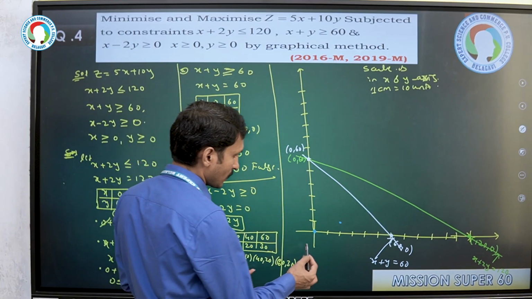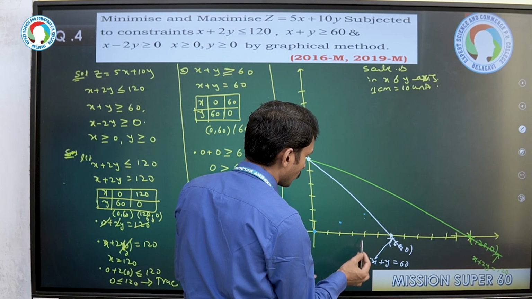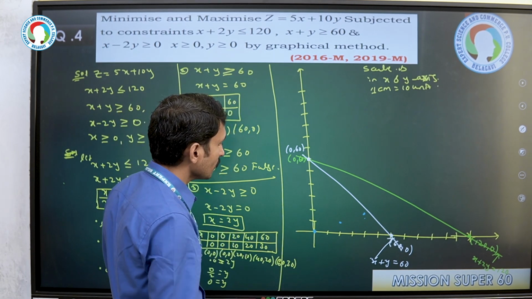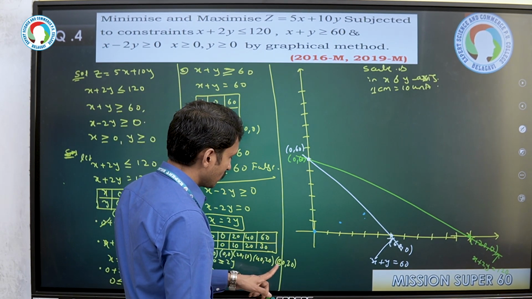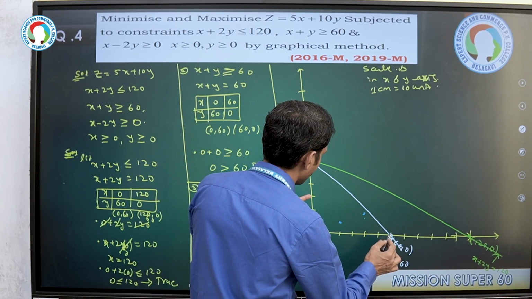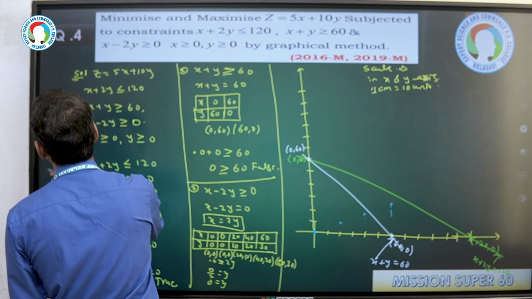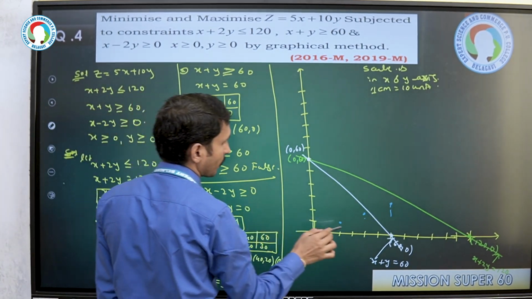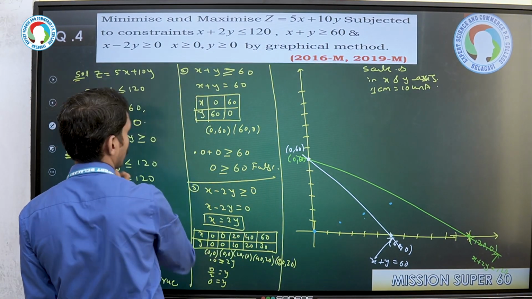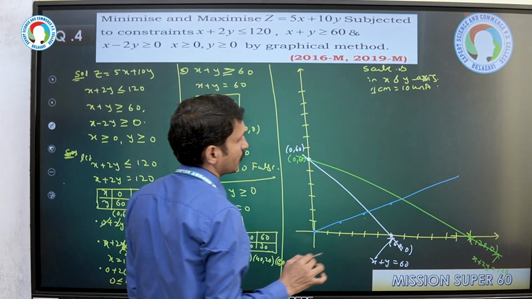40, 20: x is 40, y is 20. Okay. Next, 60, 30. So after that, what will you get? You just join the points. So this is your line.